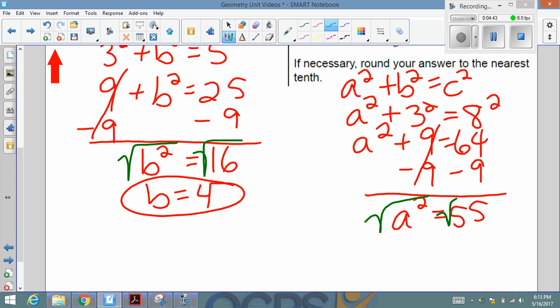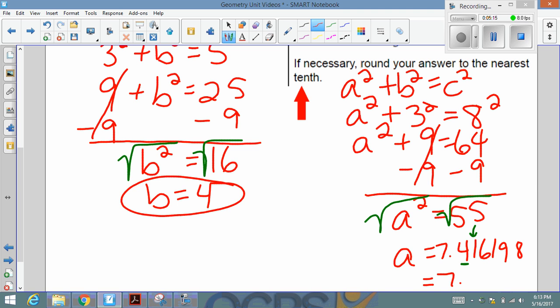Now this one's not a perfect square, so I'm going to have to go to my calculator to finish. I'm going to do 55. I'm going to hit the square root key. And what I get is 7.416198, and it does keep going. Notice it says to round my answer to the nearest tenth. That's 1 decimal place. So I'm going to underline the tenth. I look to the right. The 1 tells me to stay the same. So I get 7.4 as my A.